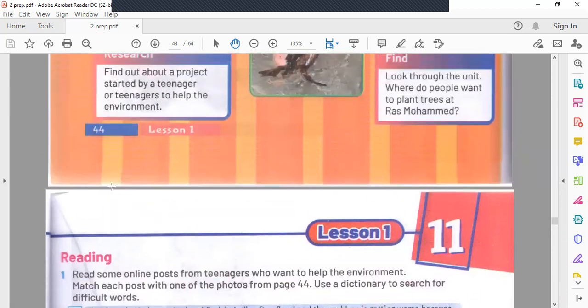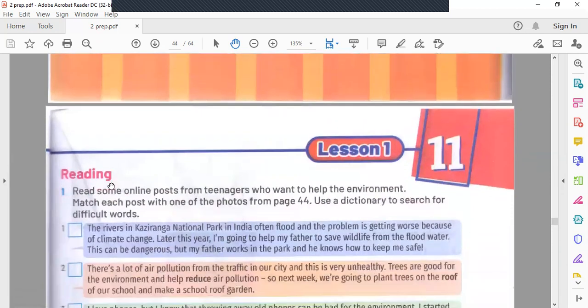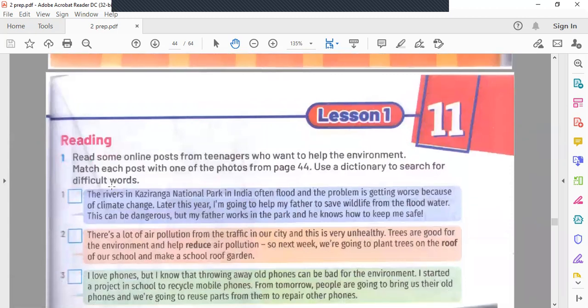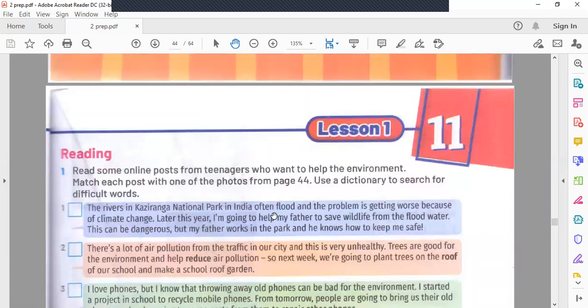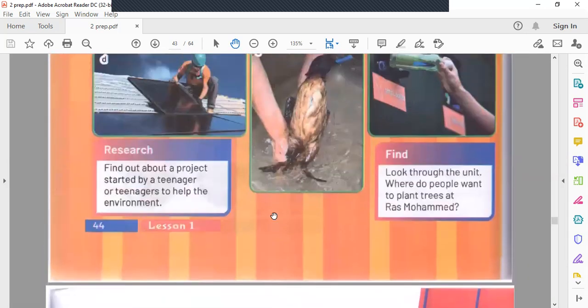To save wildlife, yes, to save wildlife from flood water. Let's check pictures. So, picture E.